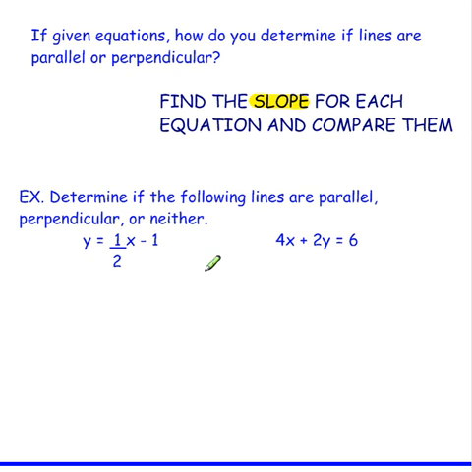So let's take these two equations down here. Determine if the following lines are parallel, perpendicular, or neither. So we have y equals 1/2 x minus 1, and we have 4x plus 2y equals 6. So to determine if they are parallel or perpendicular, we have to find the slope. Well, let's look at the first equation. Do we know the slope already? Yes, we do. The slope is 1/2, and it was easy to pick that out because this equation was written in slope-intercept form. What form is this equation written in?